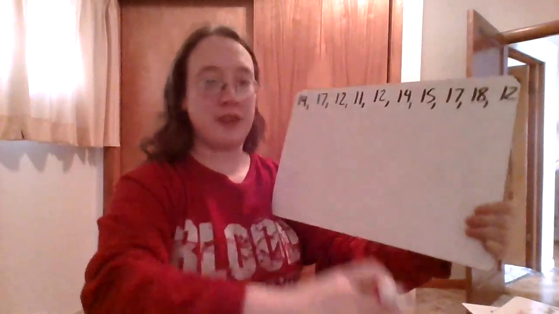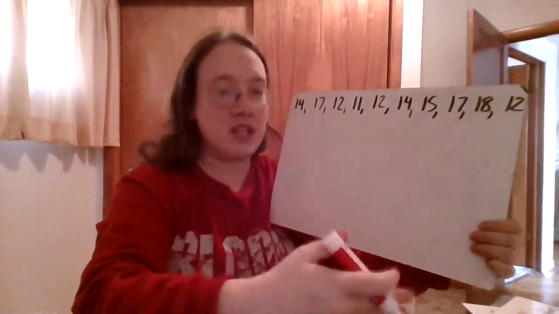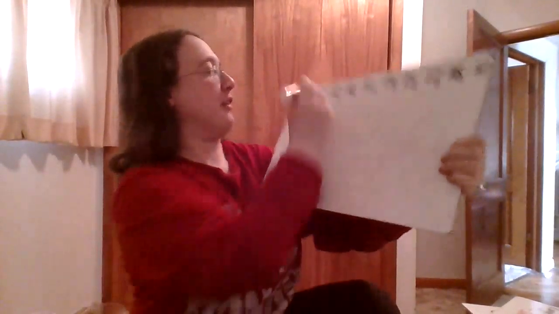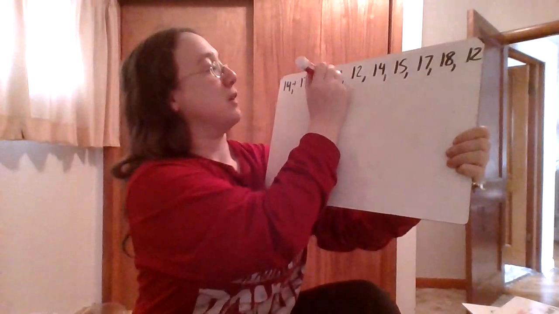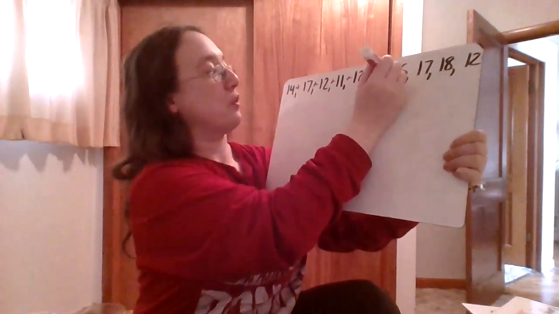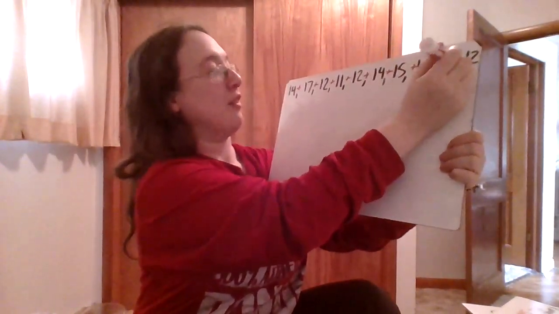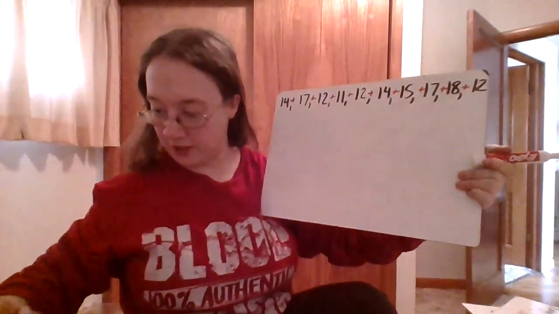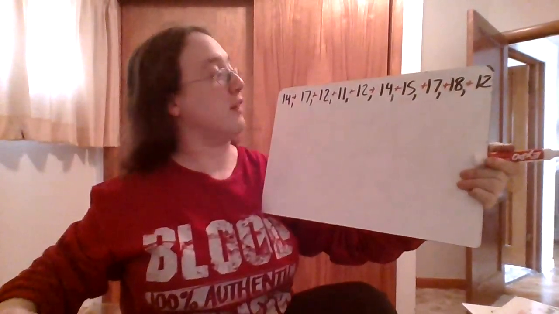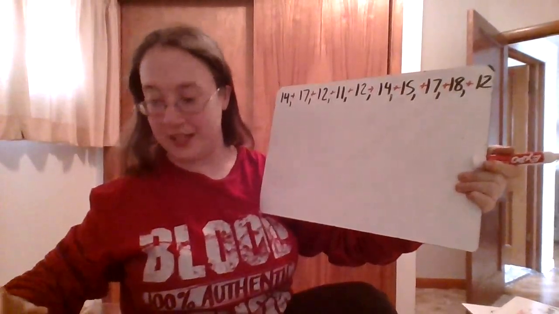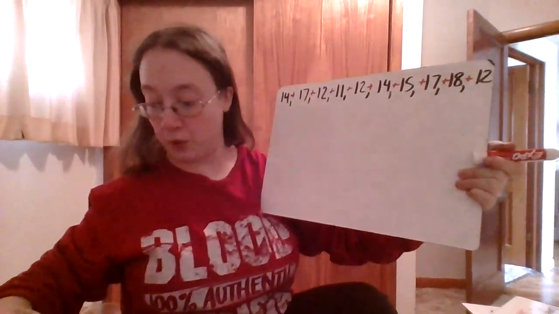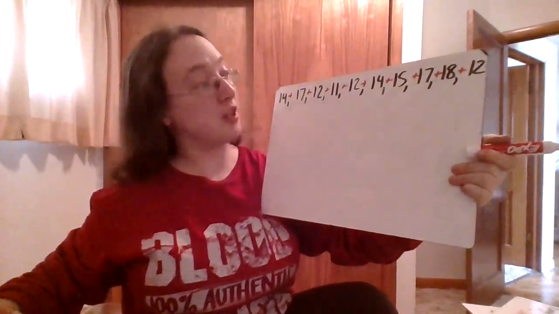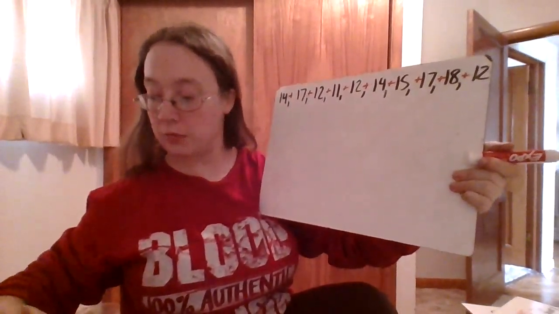And the first thing we're doing with these is we're just finding our mean, median, mode, and our range. So if we want our mean, we're just going to add all of these up. So we're taking our 14 plus 17 plus 12 plus 11, and you just want to make sure that you don't miss any. Plus 12, plus 14, plus 15, plus 17, plus 18, plus 12.